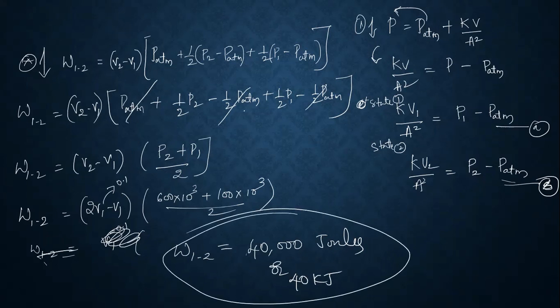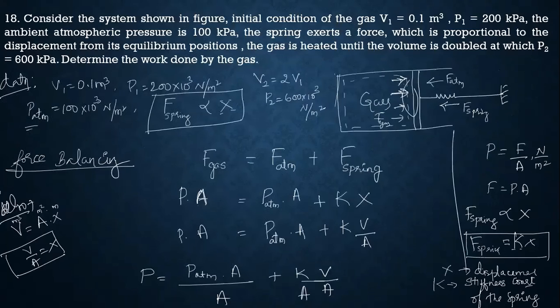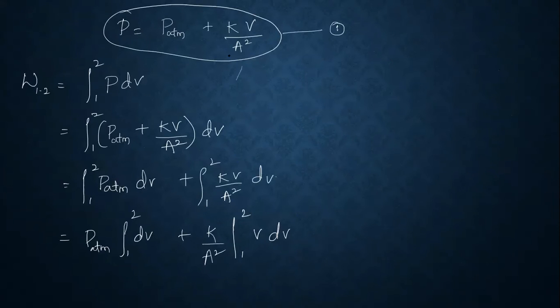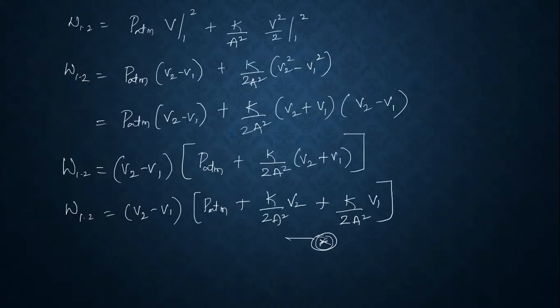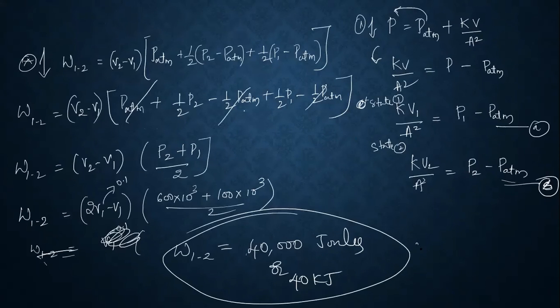This is the work done in the piston and cylinder arrangement. The gas exerts pressure, and it is balanced by the atmospheric pressure and also the spring pressure. When we balance the force, the force exerted by the gas is equal to the force of the atmosphere plus the spring. What we did here is express P in terms of volume. P is indicated with respect to volume, therefore I need an expression of P in terms of volume. I got that. Then it's a simple mathematical step to get the answer of 40,000 joules.